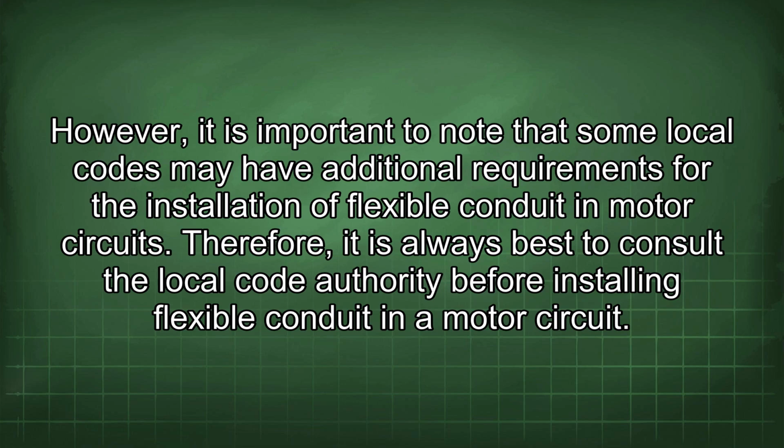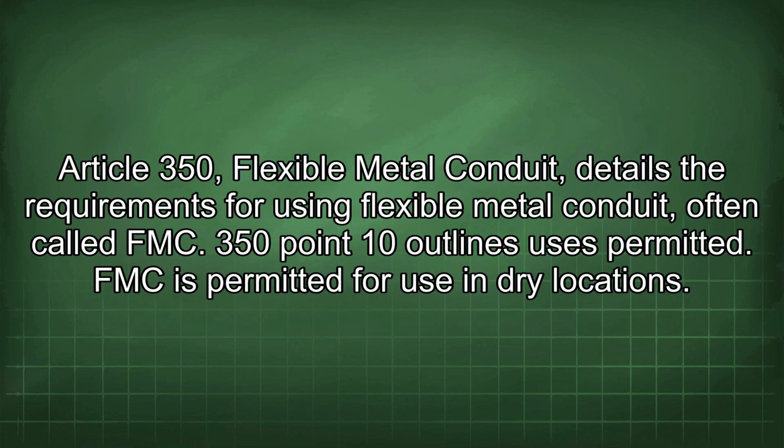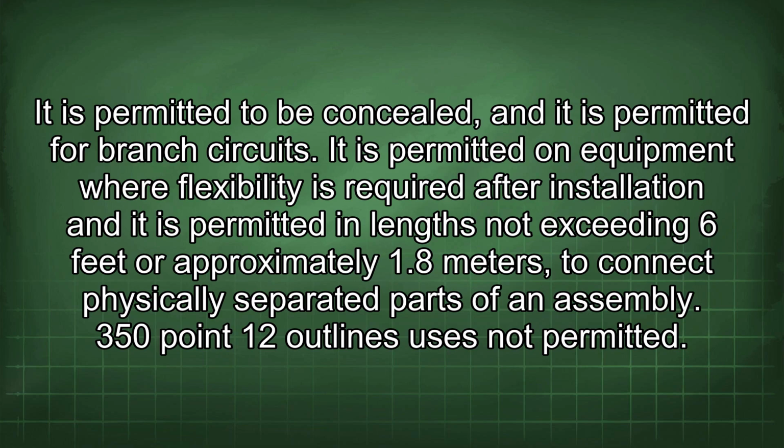Article 350 Flexible Metal Conduit details the requirements for using flexible metal conduit, often called FMC. 350.10 outlines uses permitted. FMC is permitted for use in dry locations. It is permitted to be concealed, and it is permitted for branch circuits. It is permitted on equipment where flexibility is required after installation, and it is permitted in lengths not exceeding 6 feet or approximately 1.8 meters to connect physically separated parts of an assembly.